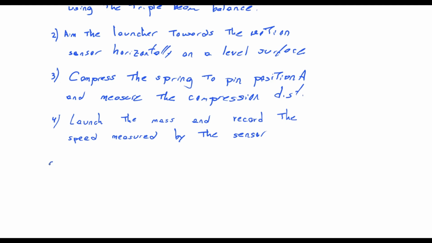So step number 5 now. We must repeat steps 3 and 4 at least 2 more times. We need to repeat so as to reduce the random error. Repeat the launching from point A 2 more times. So we're going to write this down: repeat steps 3 and 4 two more times to reduce random errors.